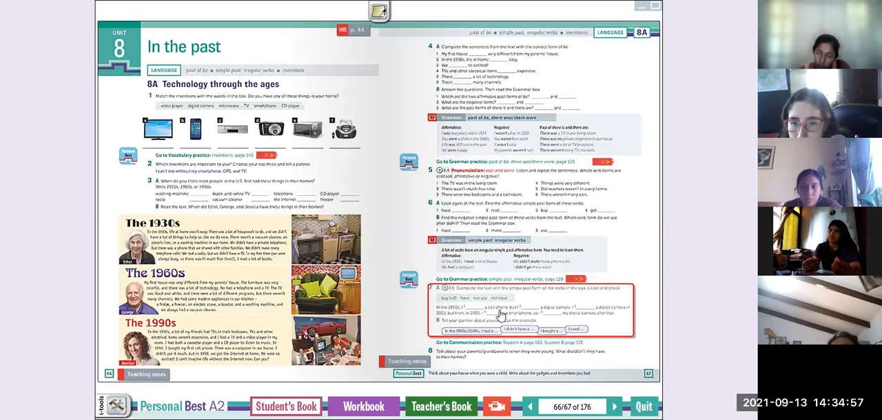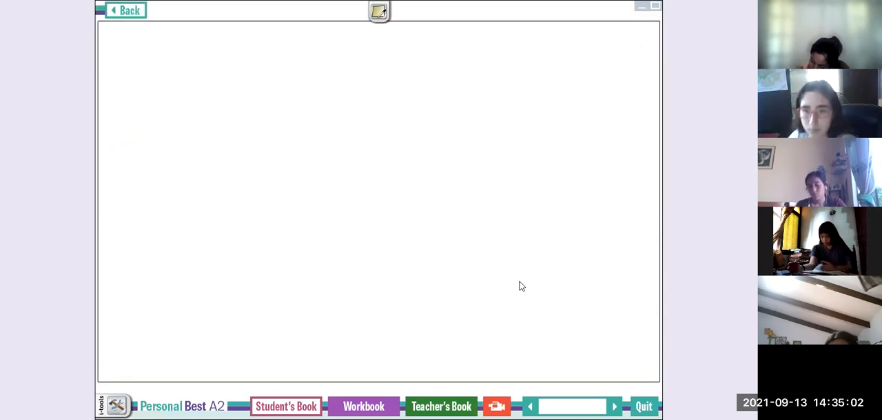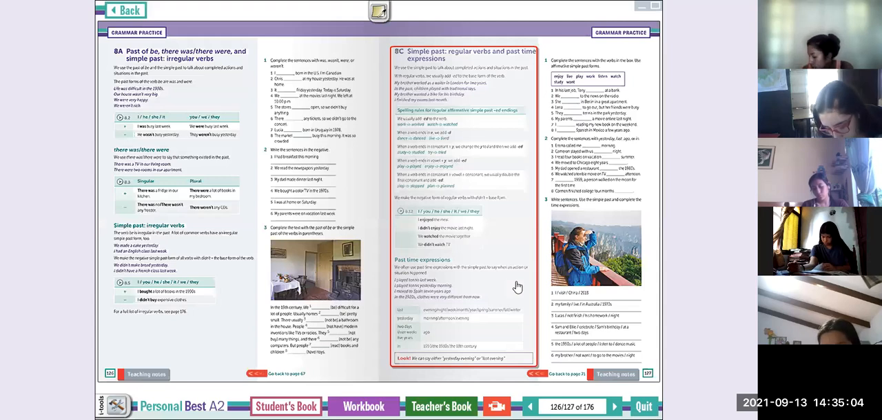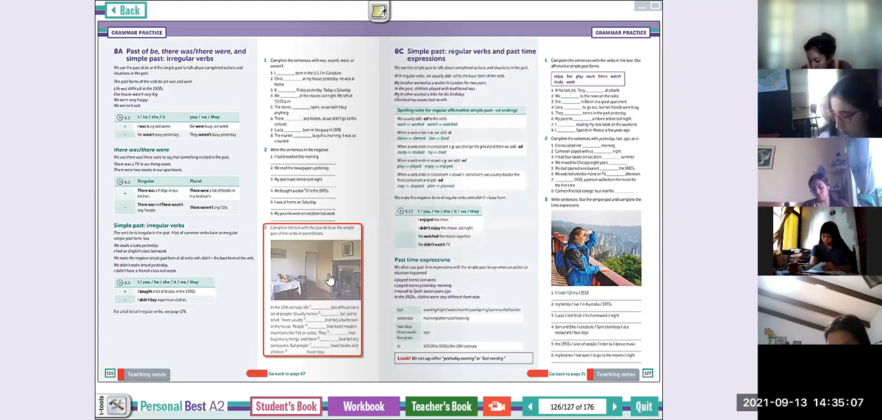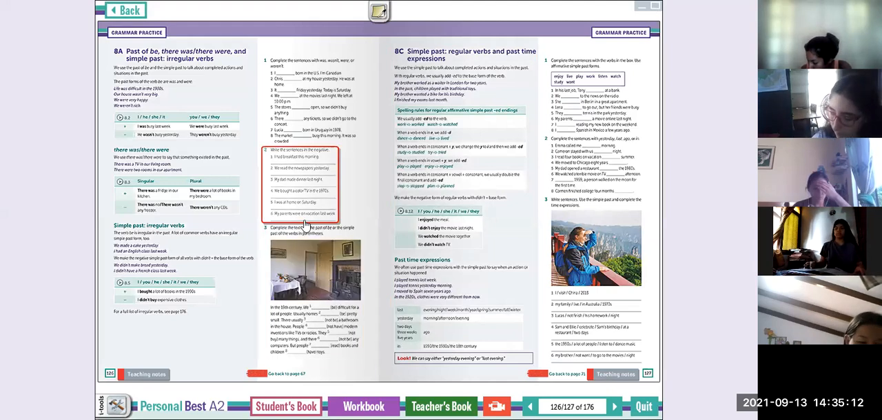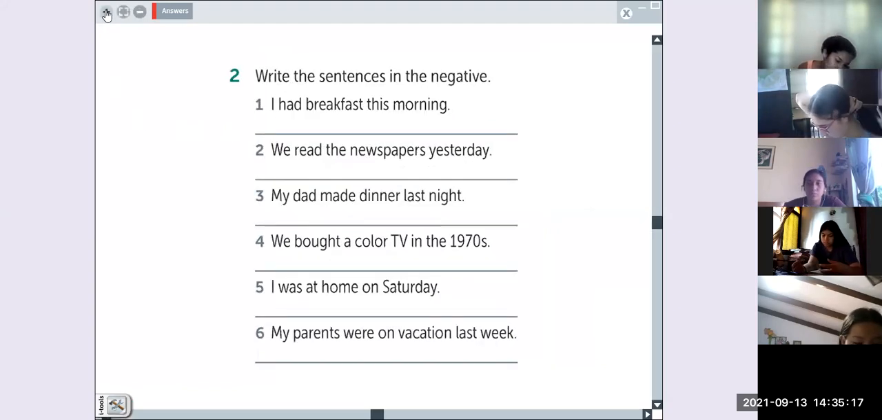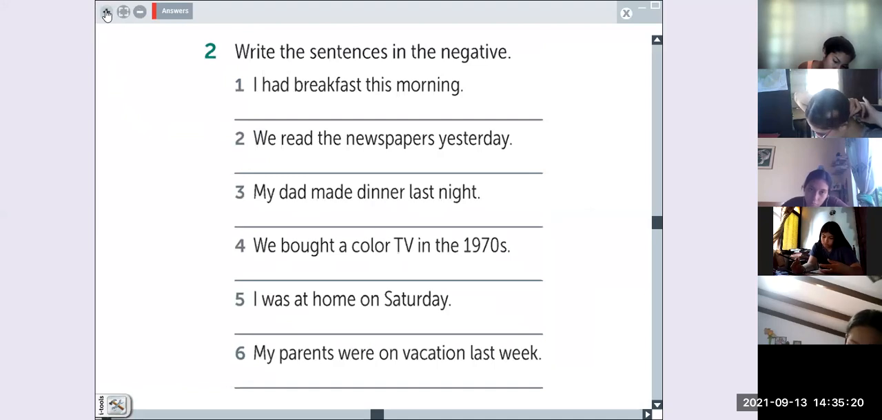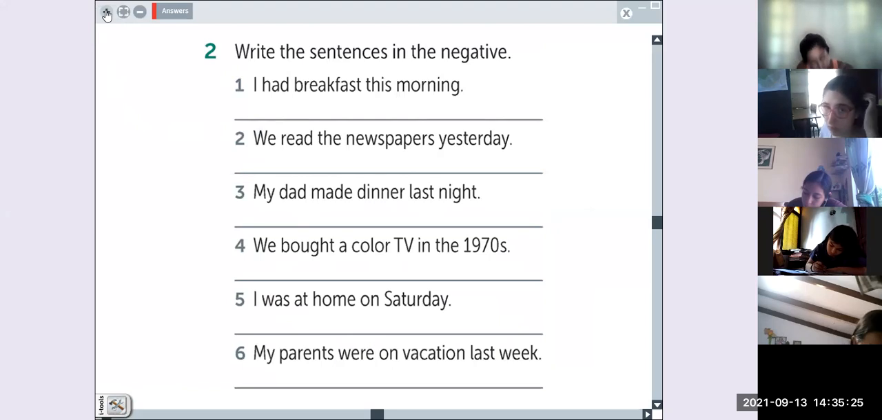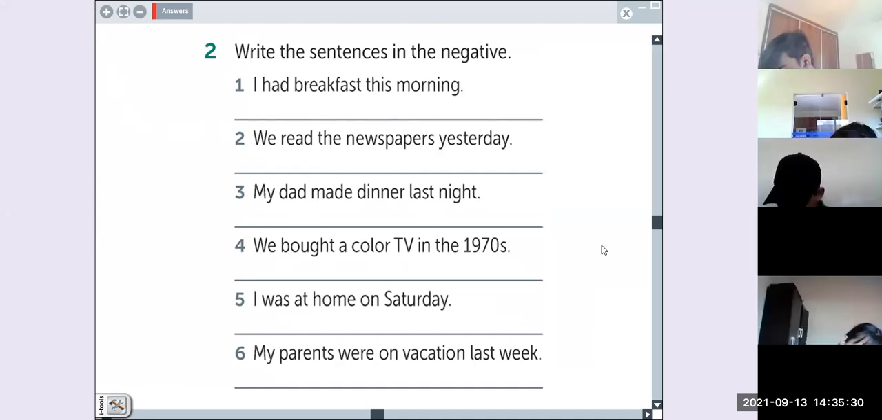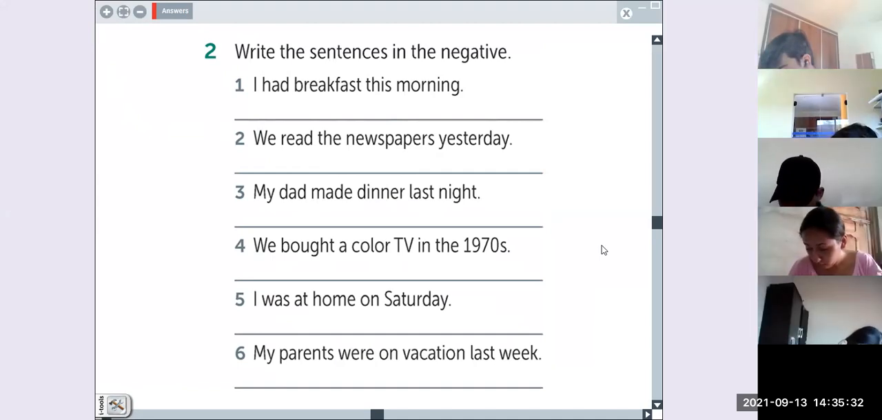Let's continue. Here we have on page 126. Exercise number 2. Write the sentences in the negative. Okay, so here we have the sentences. They are in the affirmative form and we need to write them in the negative. We're going to do this together because it's really easy for you.